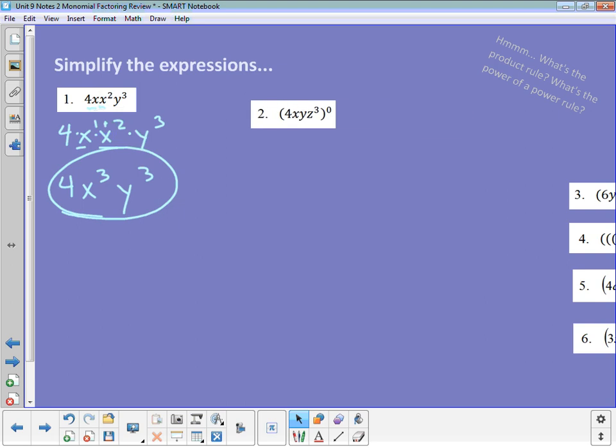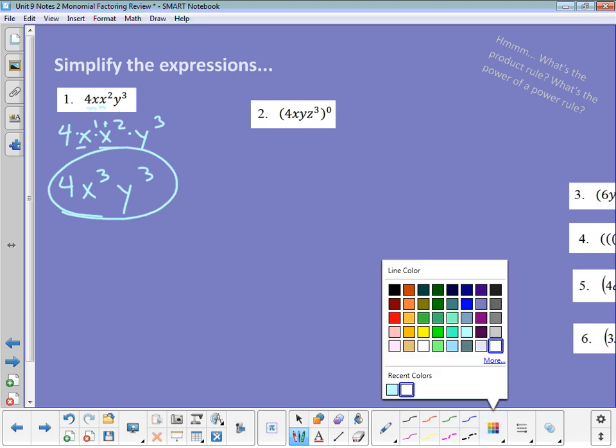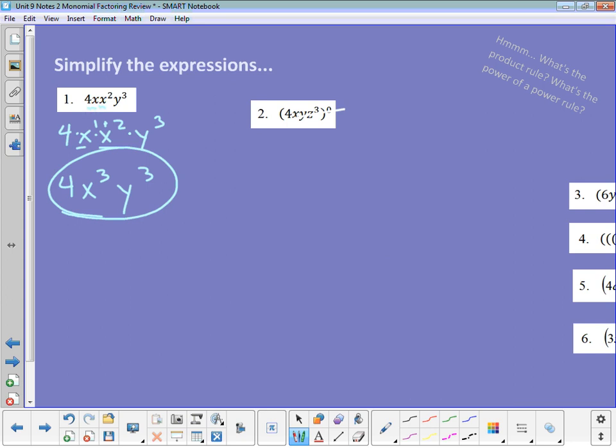In number 2, I have a whole bunch of stuff raised to the 0 power, 4xyz to the 3rd, and it's all being raised to the 0 power. Since it's all being raised to the 0 power, the whole thing goes away and it's just 1.